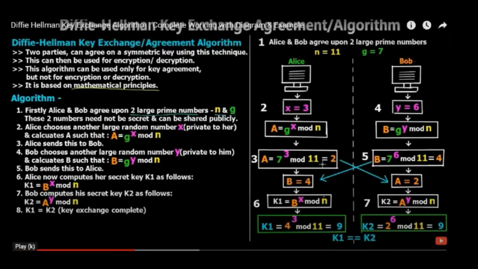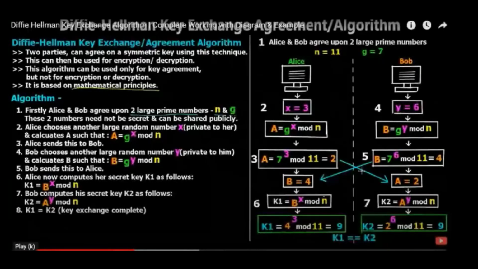Now they are going to exchange this A and B. A and B will be exchanged. So now A is going to be sent to Bob, and the value of B, that means 4, is going to be sent to Alice. They are going to exchange. Now, if the attacker is capturing this A and B, the attacker cannot do anything with that.